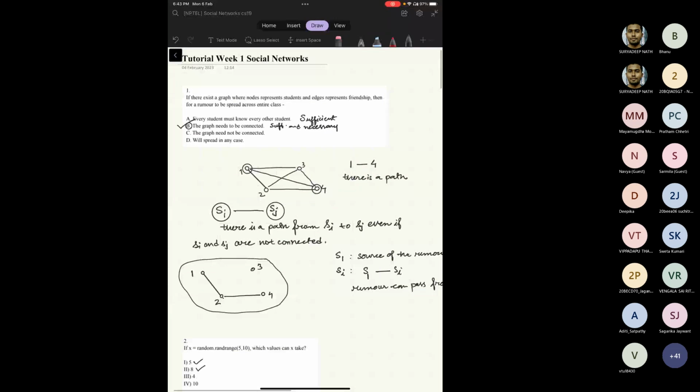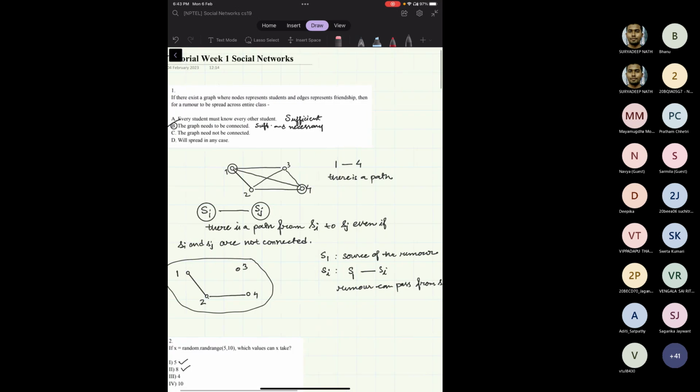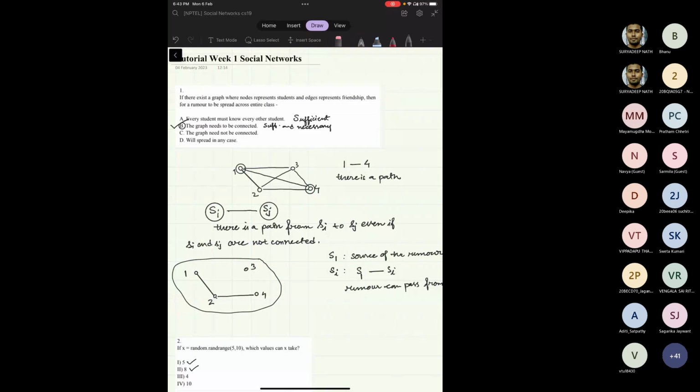Okay, so question one is asking that if there exists a graph where nodes represent students and edges represent friendship, then for a rumor to spread across the class, you have four options. Whether every student must know every student, the graph needs to be connected, the graph need not be connected, and D will spread in any case. So the assumption we are making is that the rumor will spread across the edge.